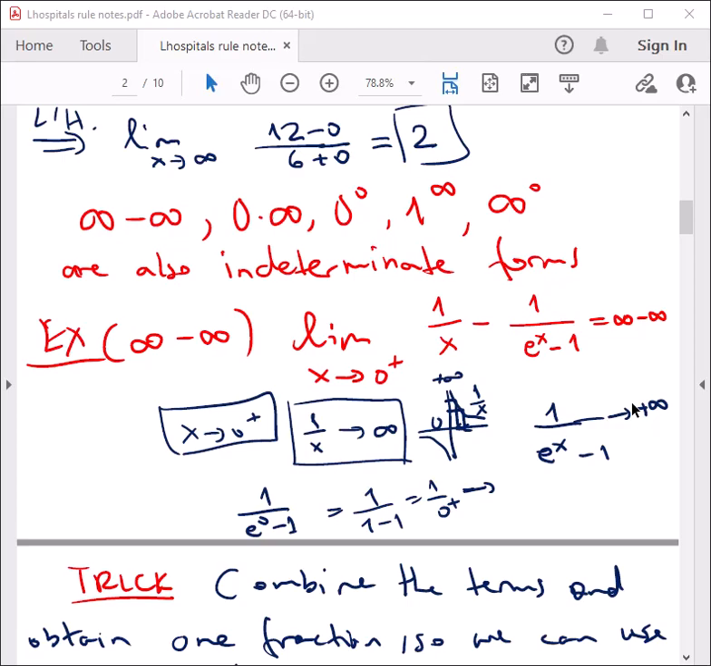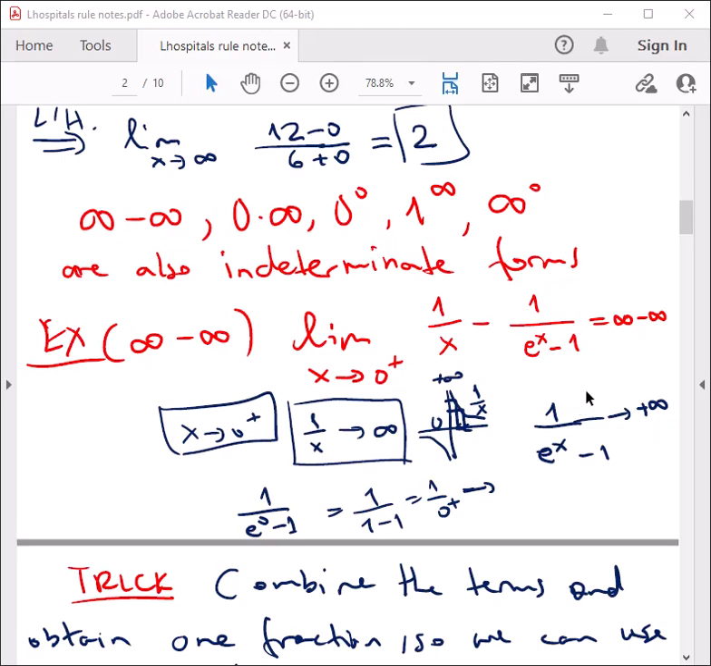Let's say we have 1 over x minus 1 over e to the x minus 1 as x goes to 0 from the right. So when x goes to 0 from the right, 1 over x gets larger and larger, so positive infinity. And 1 over e to the x minus 1, when x gets very large, e to the x term gets very large. So we are going to have, when x goes to 0, e to the x term goes to 1.